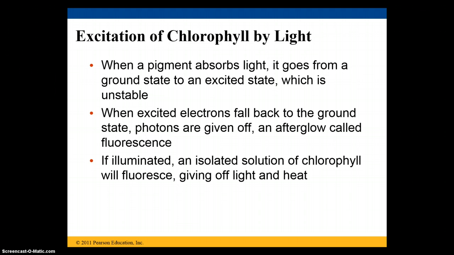Okay, so here's how it happens. When a pigment absorbs light, it goes from a ground state to an excited state, which is unstable. The excited electrons fall back to the ground state, and then they give off a photon, which is kind of an energy packet, causing an afterglow called fluorescence. If illuminated, an isolated solution of chlorophyll will fluoresce, giving off both light and heat. Pretty cool, huh?